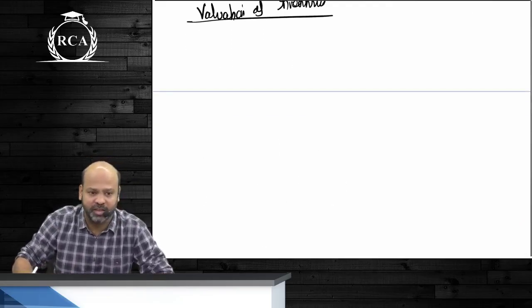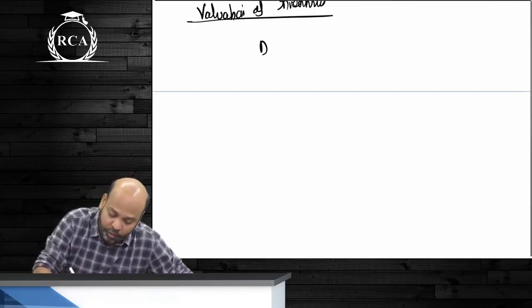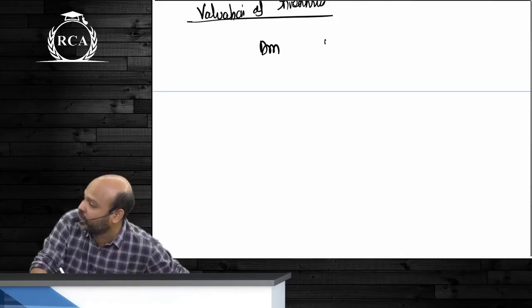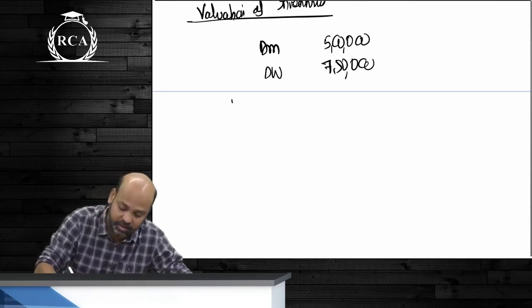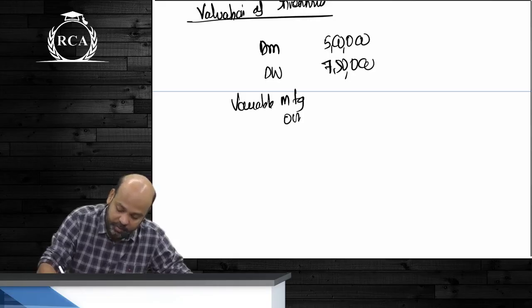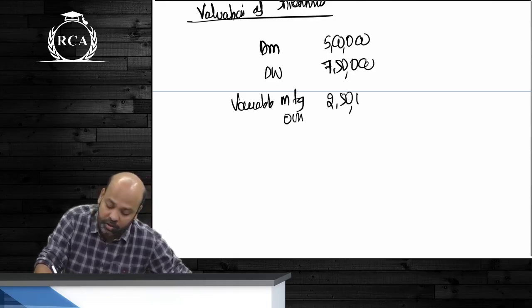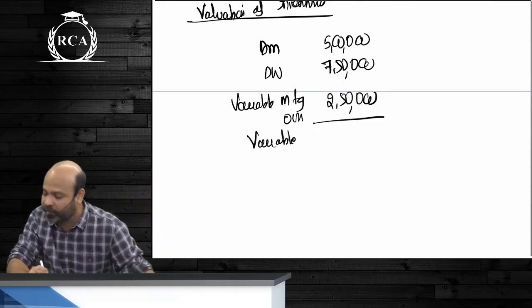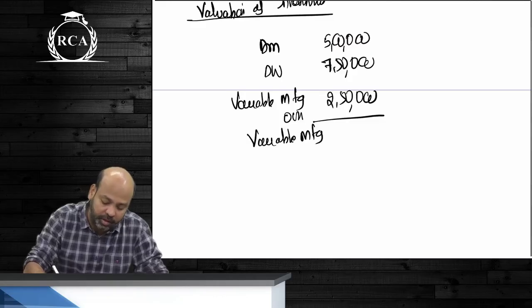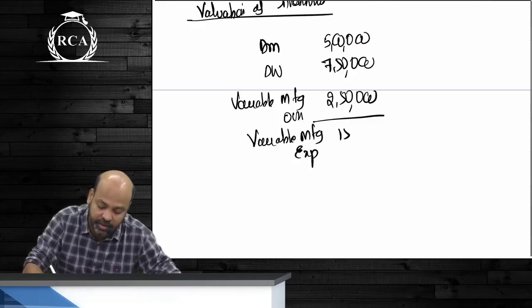Valuation of inventories: you will include direct material. How much is direct material? 5 lakhs. Direct wages will be 7,50,000. How much is variable manufacturing overheads? You stop at this point only. These are your total variable expenses. So yes, whatever you said is correct. The valuation of inventory will be 1,20,000. These are your total variable manufacturing expenses, 15 lakh rupees.